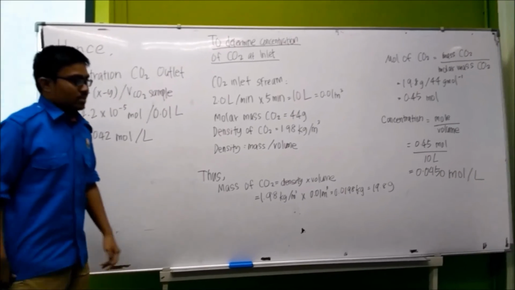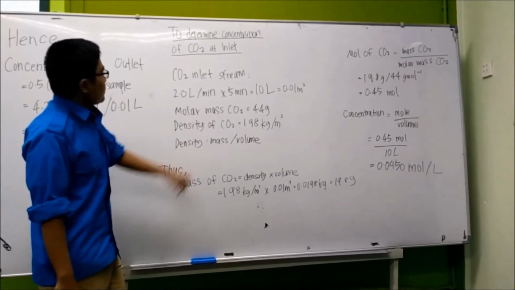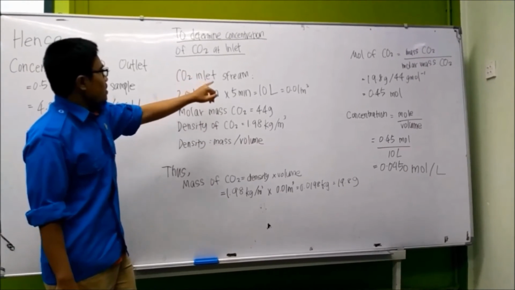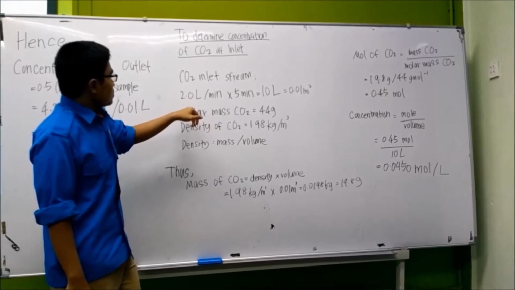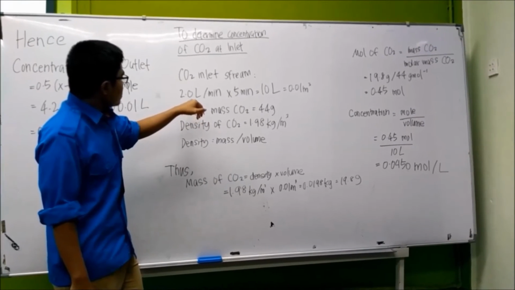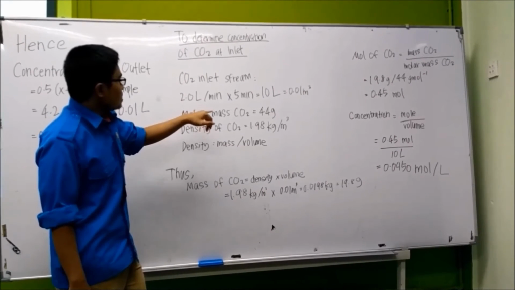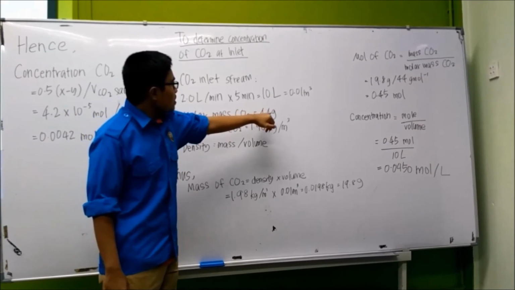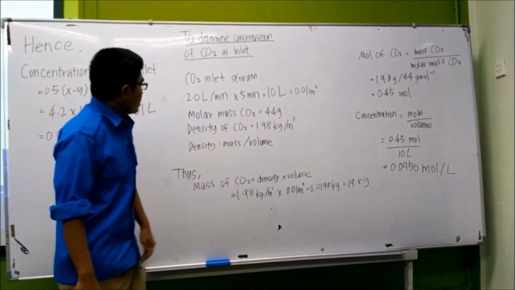As we continue with the next calculation, to determine the concentration of CO2 at the inlet, the CO2 inlet stream is equal to 2.0 liter per minute times 5 minutes, which equals 10 liter, or equals 0.01 meter cube.